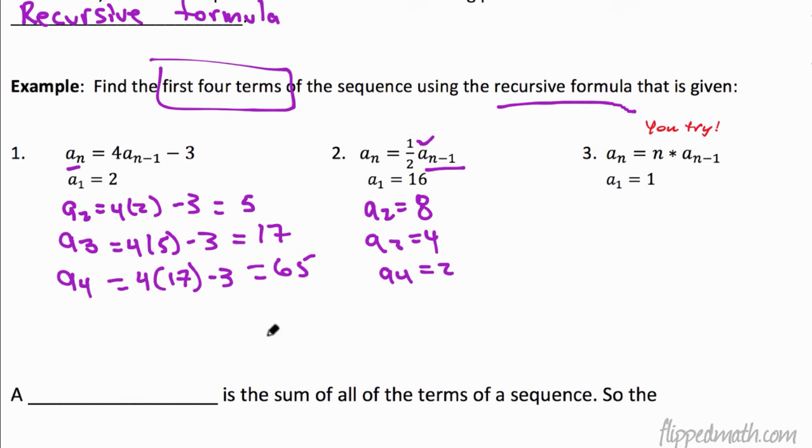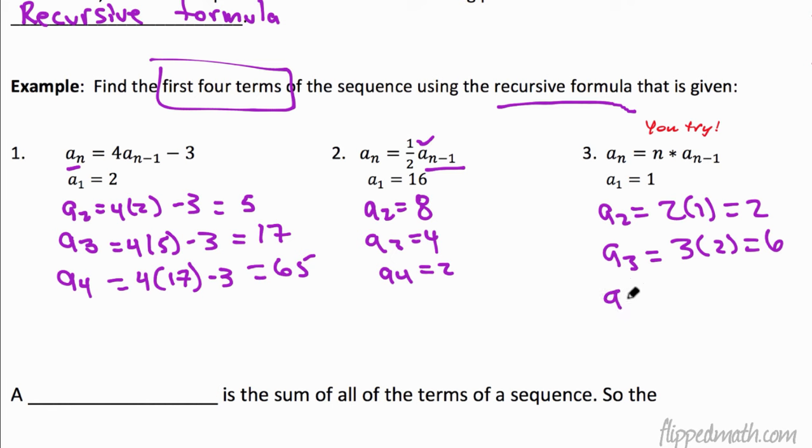Pause the video. Go! All right, for the last one here, the second term, what do we get? I'm going to go over it. So the second term would be 2 times the term before it. The term before it is 1. So that would equal 2. The third term would be, well, remember it's n times, so it's 3 times the term before it. 3 times 2, which is 6. And the fourth term here would equal 4 times the term before it. 4 times 6, which is 24. So here we get 1, 2, 6, 24. That would be that sequence.